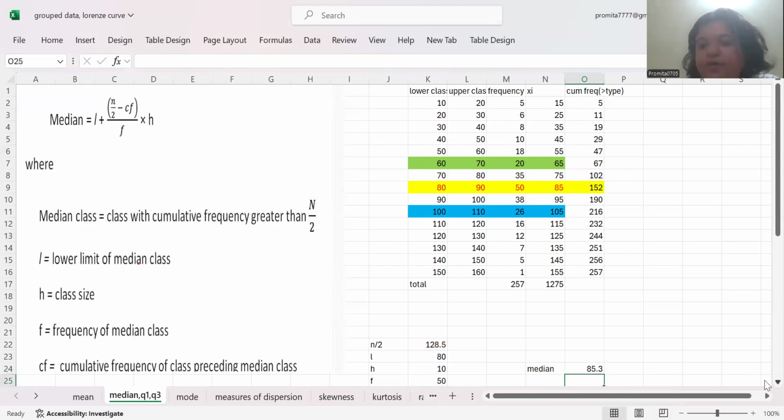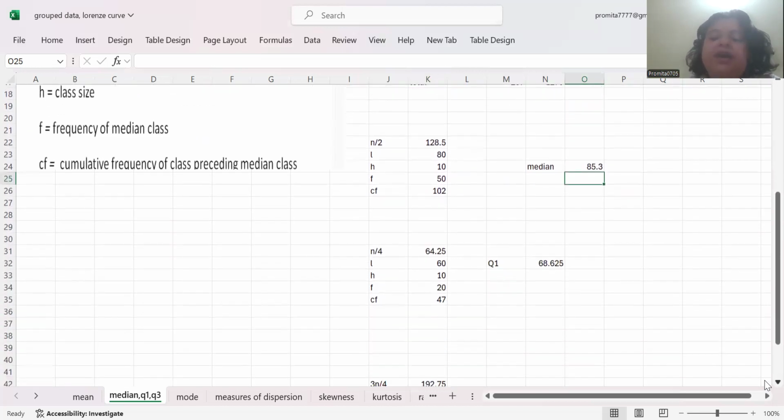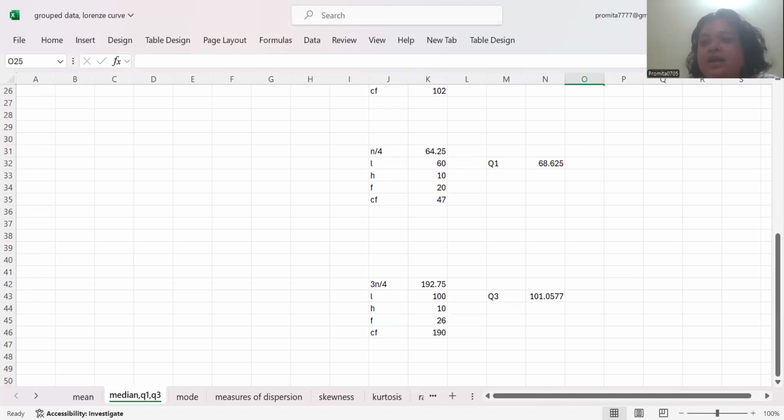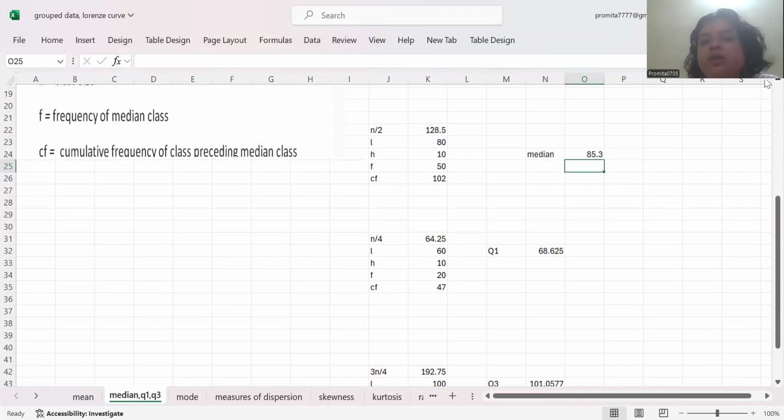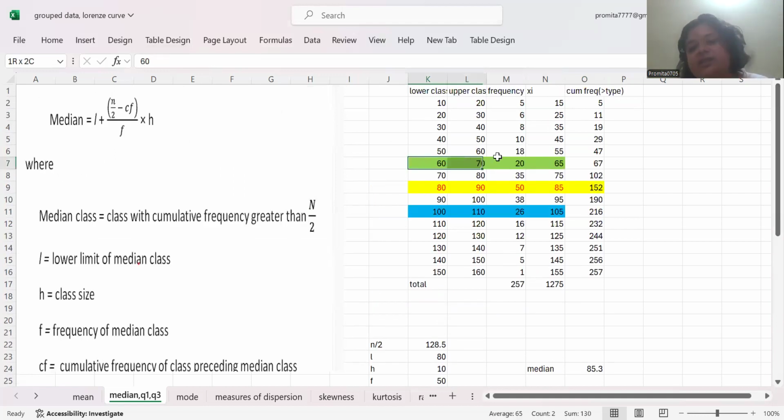So 85.3 is my median in this case. In the same way, I can calculate the two quartiles. For the first quartile, instead of n by 2, we'll first identify n by 4. So my 257 by 4 is 64.25, and 64.25 falls in cumulative frequency 64.25, falls in this class, the green shaded class.